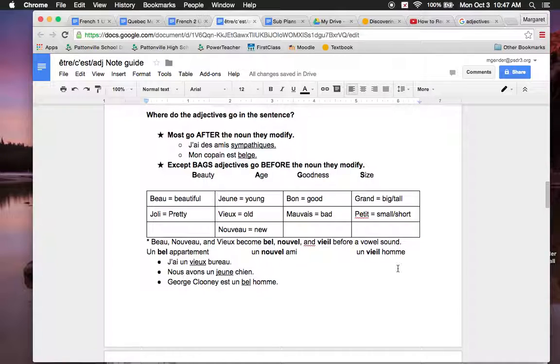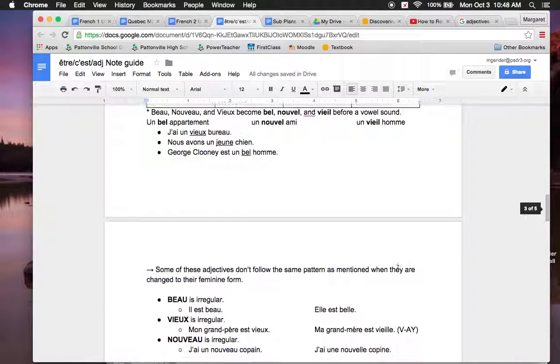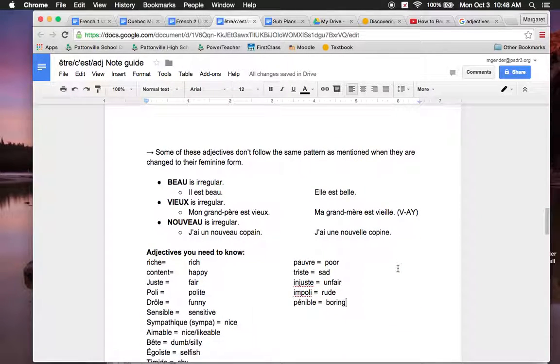Répétez, j'ai un vieux bureau. Nous avons un jeune chien. George Clooney est un bel homme. Il est beau. Elle est belle. Mon grand-père est vieux. Ma grand-mère est vieille. J'ai un nouveau copain. J'ai une nouvelle copine.